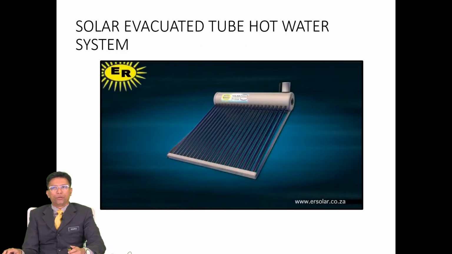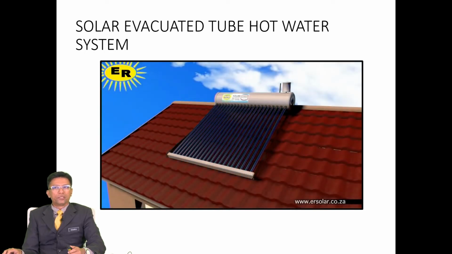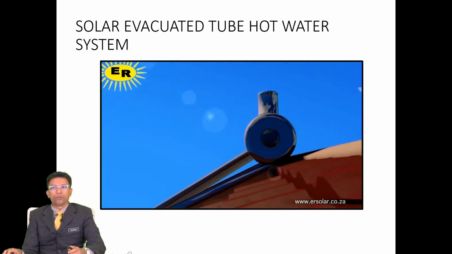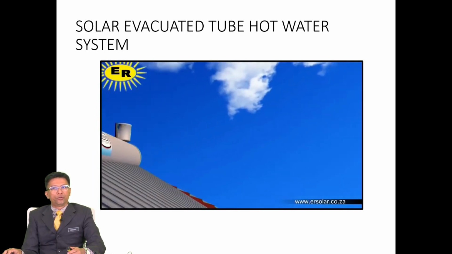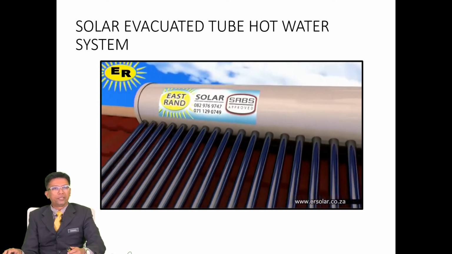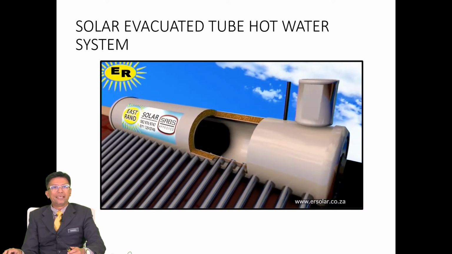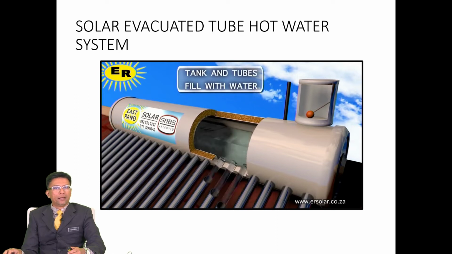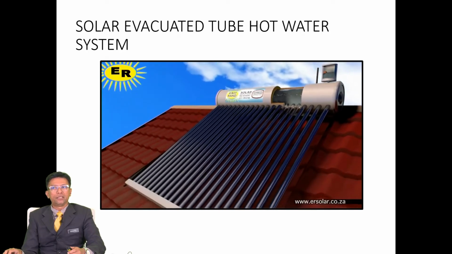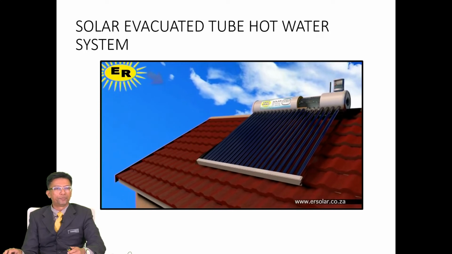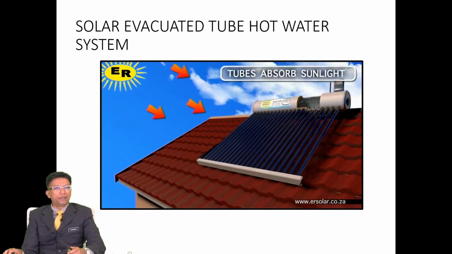This video is an overview of the concept of a solar evacuated tube hot water system. This shows how domestic hot water is heated by sunlight, where the water temperature will increase from 27 degrees C up to 140 degrees C inside the closed loop piping. It will absorb the sunlight and the water is being heated inside the tank.